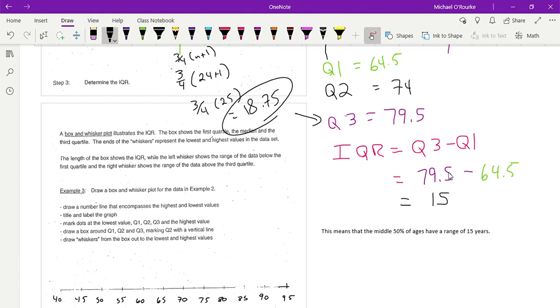We're all set? Then you're going to put a dot at your Q1 number, a dot at your Q2 number, and a dot at your Q3 number. Okay, I'll color code my dots here. So 64.5 is going to be about here. Is that black? Yeah. 74, right there. And then 79 is about here. Does everyone agree with me? Yep. So Q1, Q2, Q3.